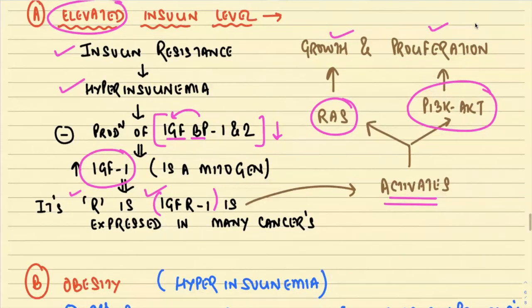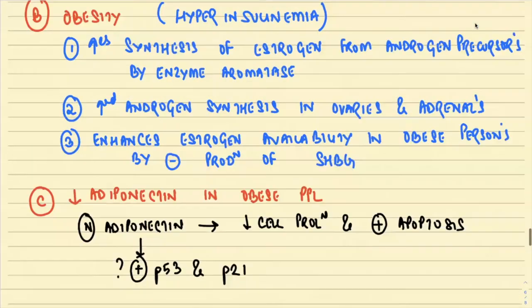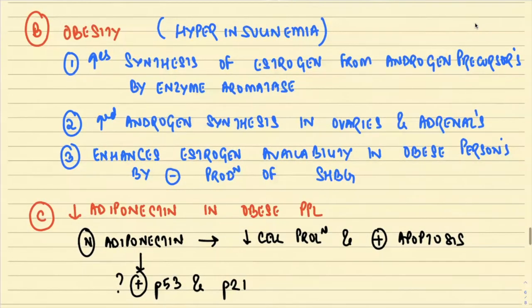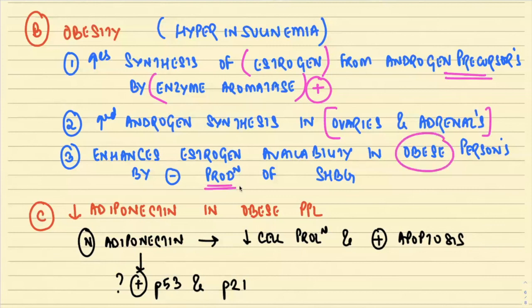Okay. Now, obesity and hyperinsulinemia not only cause that, but also increase the synthesis of estrogen from the androgen precursors by stimulating the peripheral aromatase enzyme. It increases the androgen synthesis in the ovaries and in the adrenals. It enhances the estrogen availability in obese persons by inhibiting the production of sex hormone binding globulin. So all these factors lead to an excessive amount of estrogens and androgens.